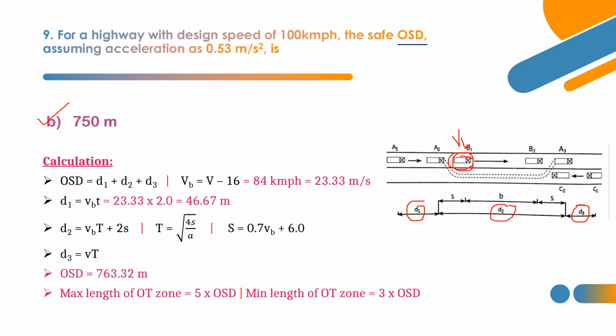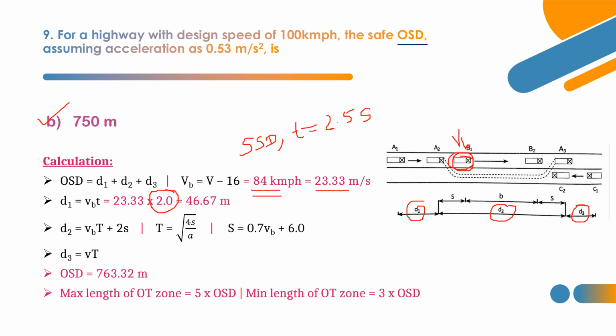Basically in the calculation for OSD, we take reaction time as 2 seconds. But in the case of SSD calculation, stopping sight distance, we take reaction time as 2.5 seconds. Please note it, because in SSD we take 2.5 seconds as reaction time, and in OSD we take reaction time as 2 seconds only. So VB into T is equal to 23.33 into 2. How 23.33? We are calculating in meter per second.